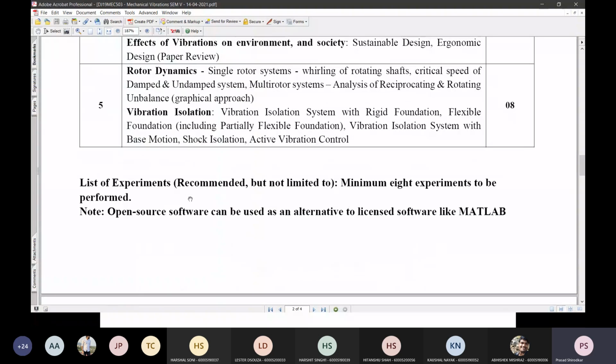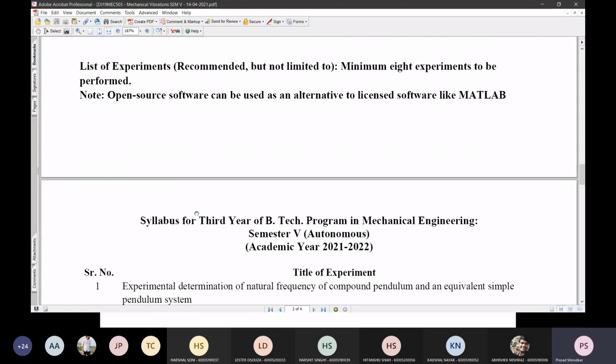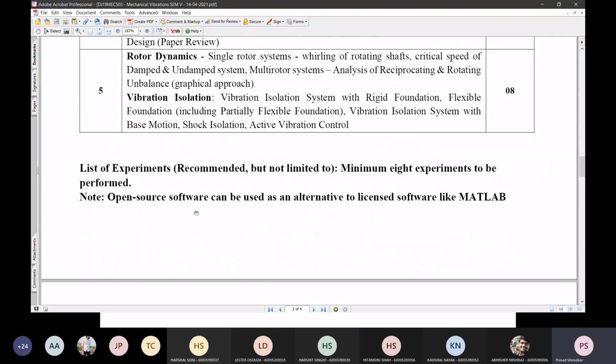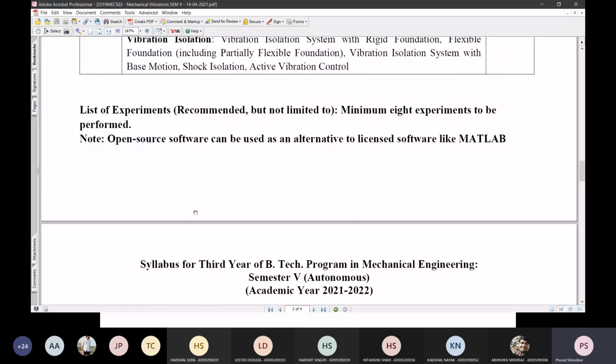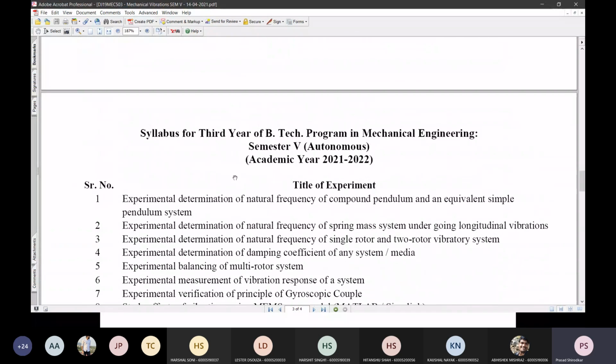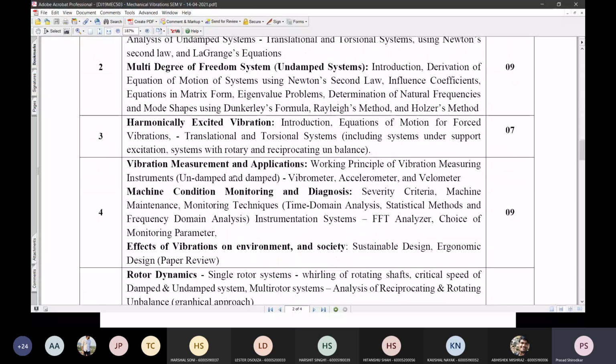Okay. Now the next part is the lab work. In the lab work, 8 experiments are to be done. I have listed 15 experiments here, and we can do an experiment which is related to our subject, and it can go outside of this list also. So it is pretty flexible. The entire course content is pretty flexible.